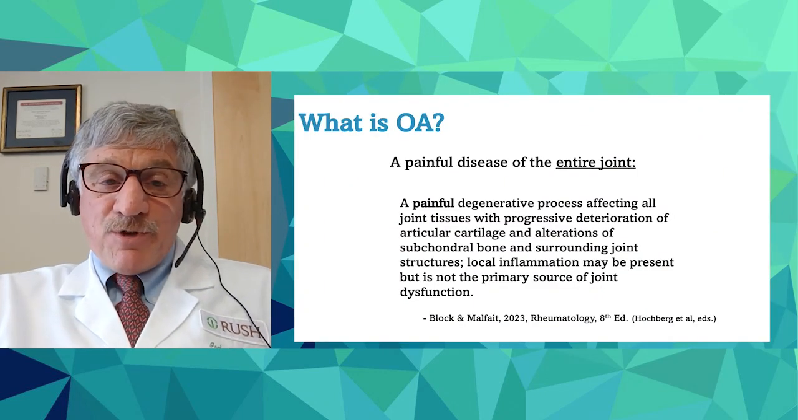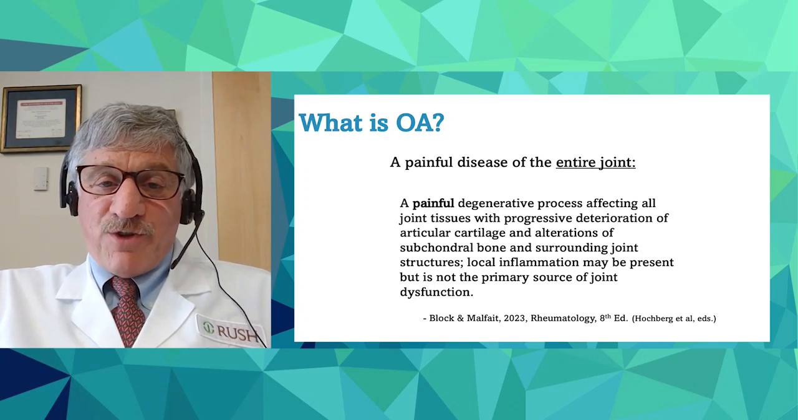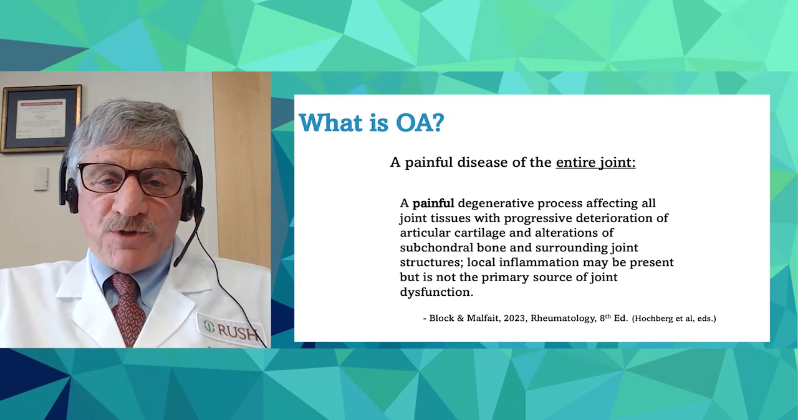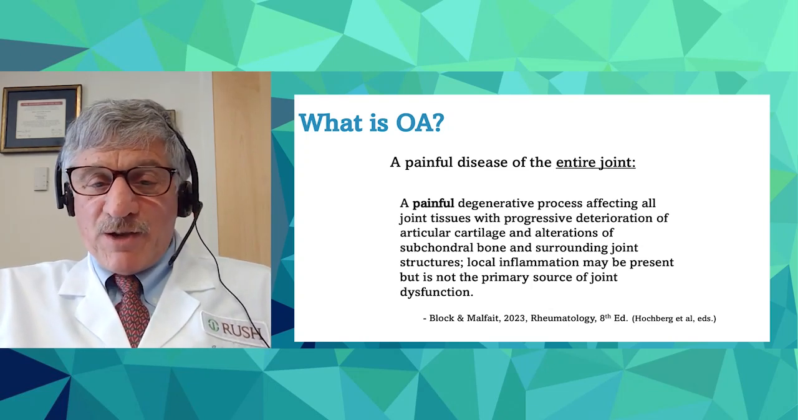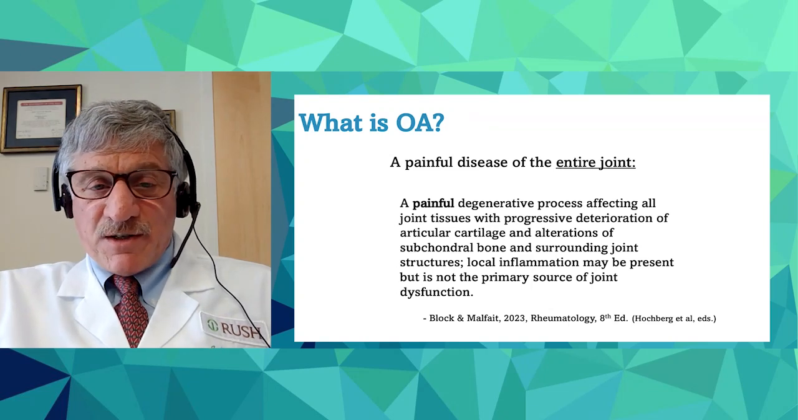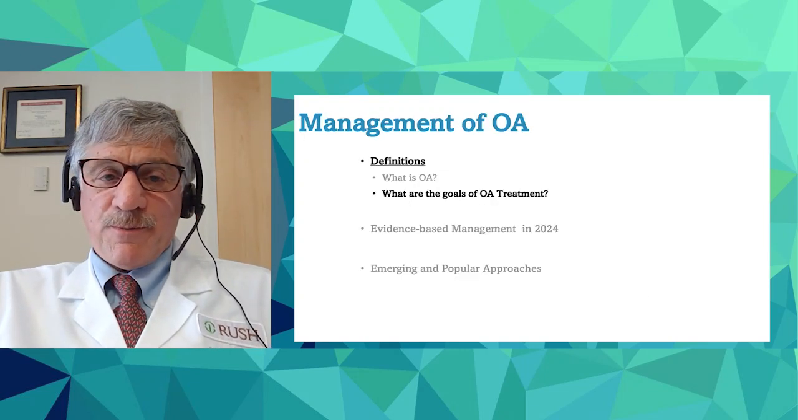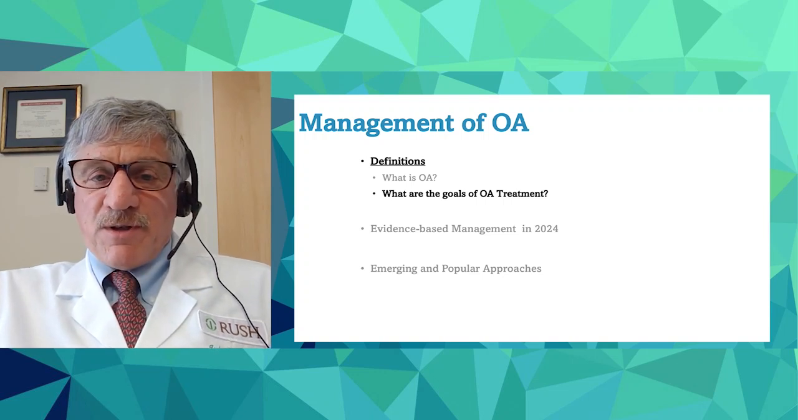So, by definition, what is OA? Well, it's a very painful degenerative process that affects all the joint tissues, not just the cartilage, not just the bone, with progressive deterioration of all of the tissues. Now, local inflammation is almost always present at times, but it is not thought to be the primary source of the joint dysfunction.